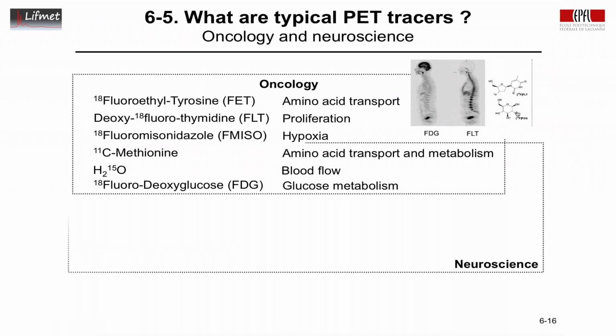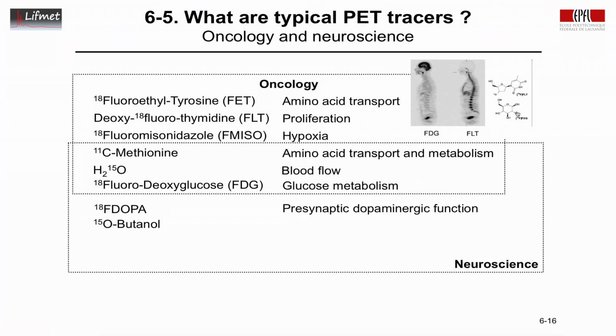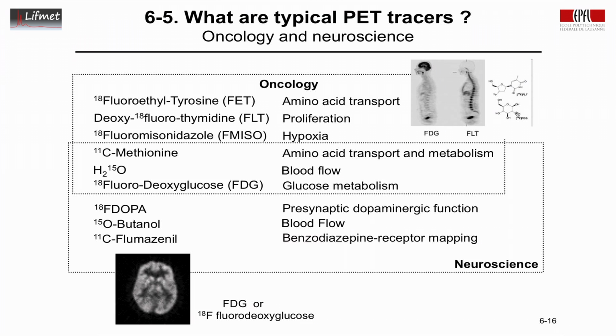Some of the tracers are also used in neuroscience, so brain research or brain applications. These are methionine, water, and fluorodeoxyglucose. We also have fluorodopa. That's obviously for presynaptic dopaminergic function. We have O15-butanol as a blood flow marker. We have flumazenil for benzodiazepine receptor mapping. This is C11.